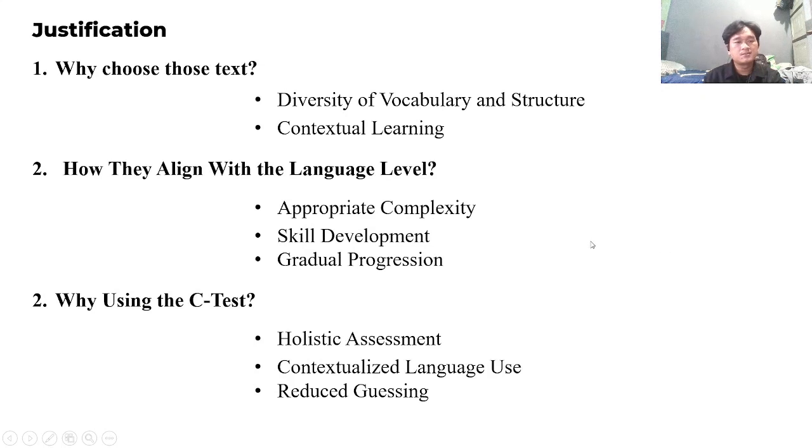Next, justification. Why did I choose those texts? Number 1 is diversity of vocabulary and structure. The selected texts contain a wide range of vocabulary, including everyday language and more complex terms. This diversity supports understanding of different word forms and meanings. Additionally, the sentence structures vary, providing opportunities to evaluate students' grasp of grammar and vocabulary.